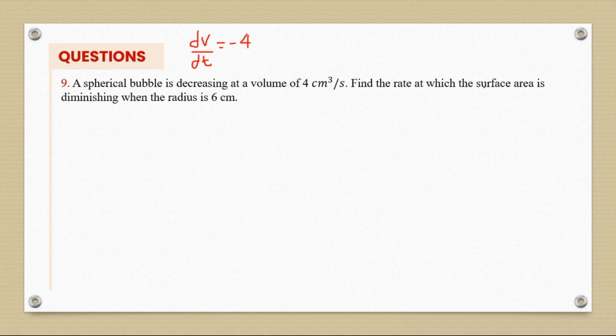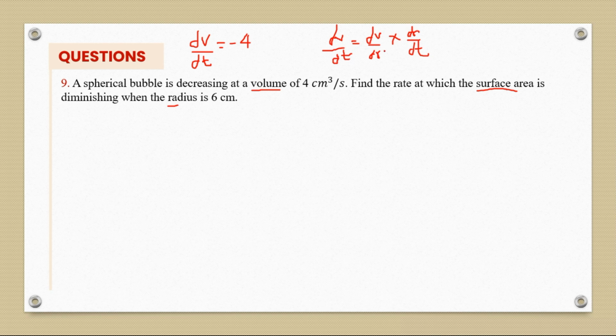So I'm being told to find the rate at which the surface area is diminishing when the radius is 6 centimeters. Alright, so this question is unique because in this case we have to first see how volume and surface area all depend on the radius of the sphere. So first of all, the first step we're going to do is solve for dv dt, and we're going to relate that to radius, then we're going to find it as dv dr times dr dt.